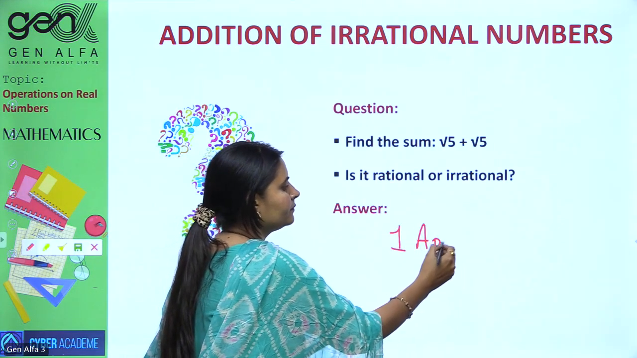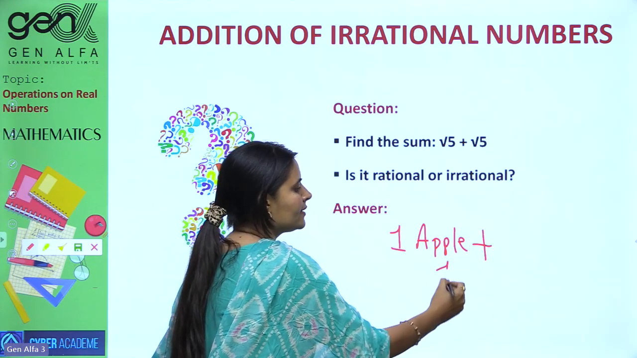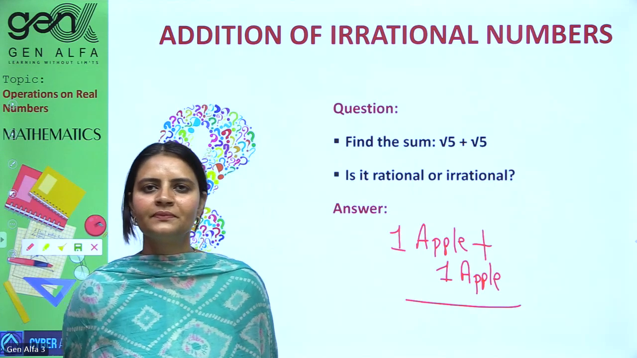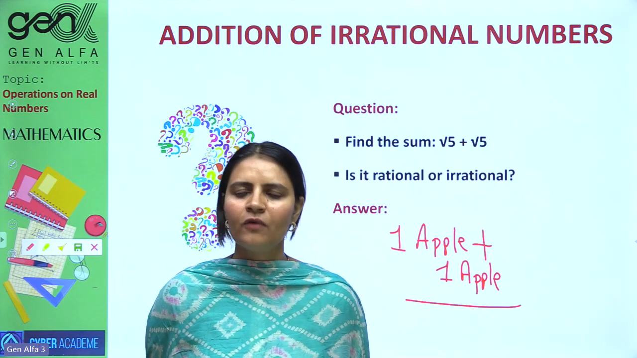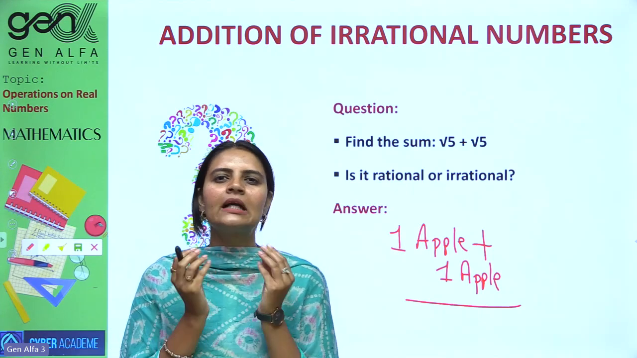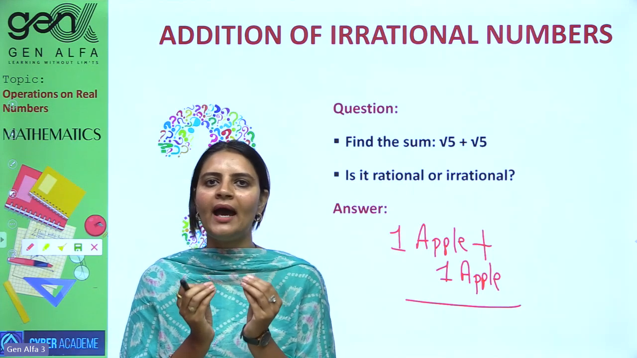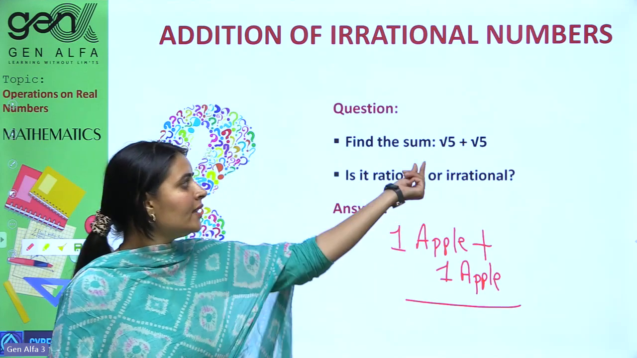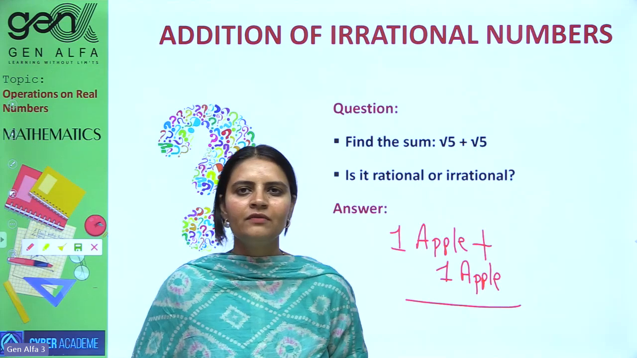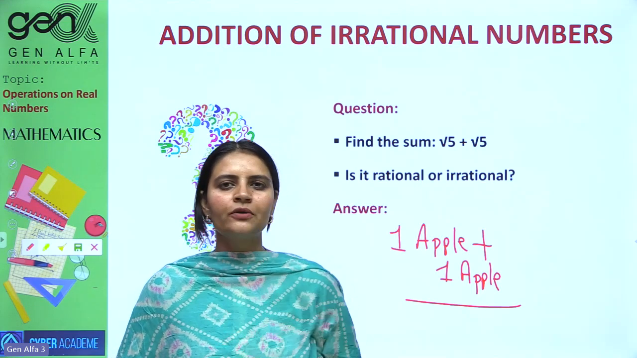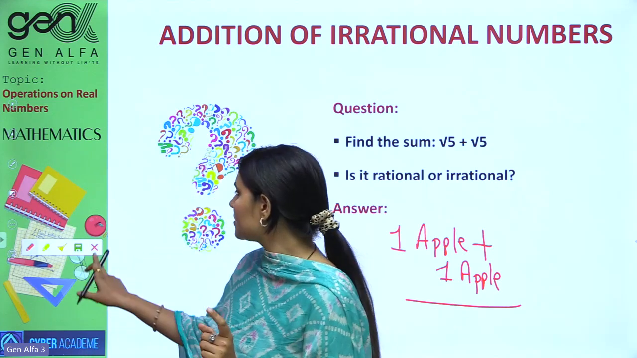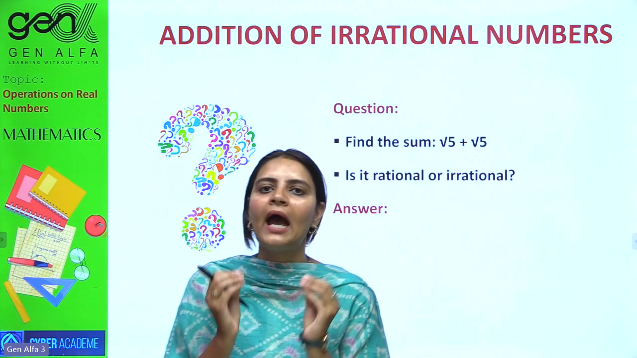One apple plus one apple. Your answer is two apples. It's obvious. But you didn't add two apples literally. You just counted how many of the same things you had. So basically, the first root 5 and the second root 5 will give you the answer 2 root 5. Here, you get 2 apples. You didn't add apples literally. You just counted how many of the same things you have now.